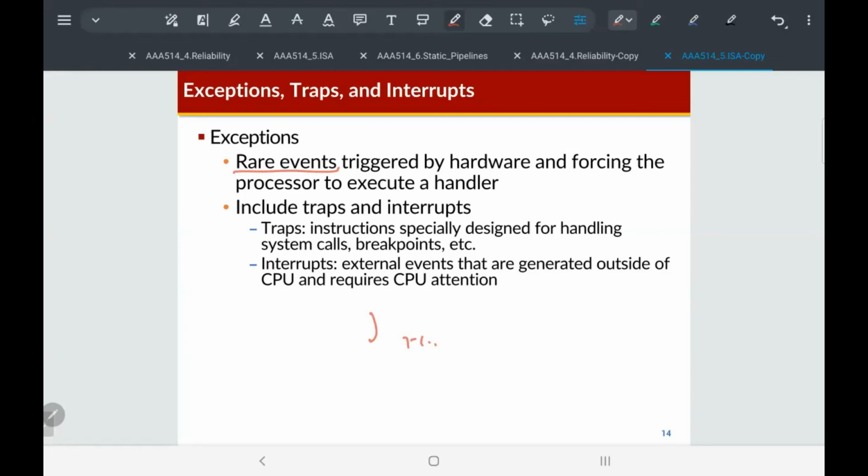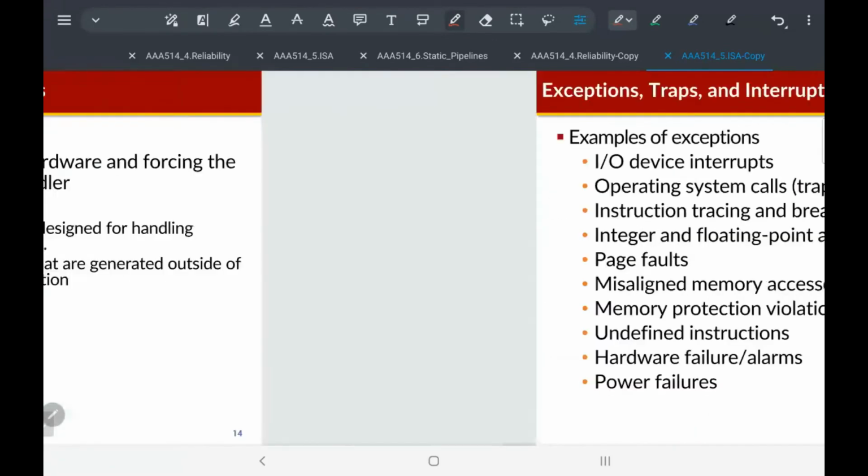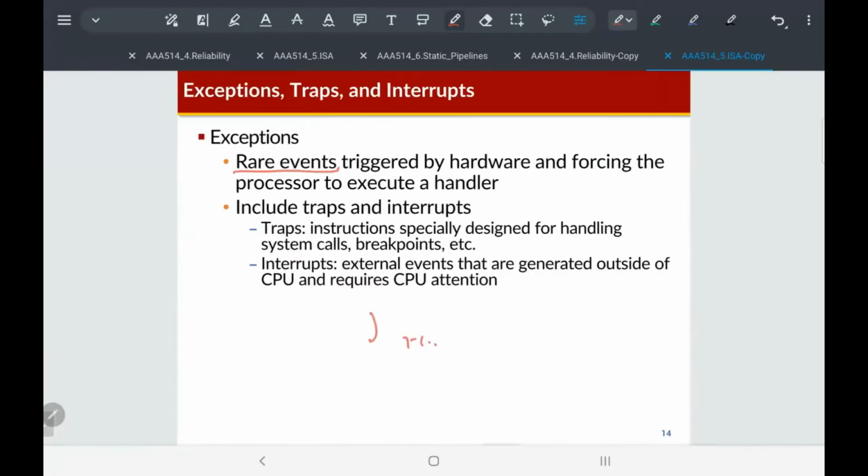So exceptions are very similar to the branch instruction. But the problem is that the hardware usually needs to support precise exceptions. Precise exception means that if exceptions are detected, then they are handled in instruction order, not temporal order. Also, the hardware specifies the exact instruction that causes the exception. Okay, so this is the precise exception.